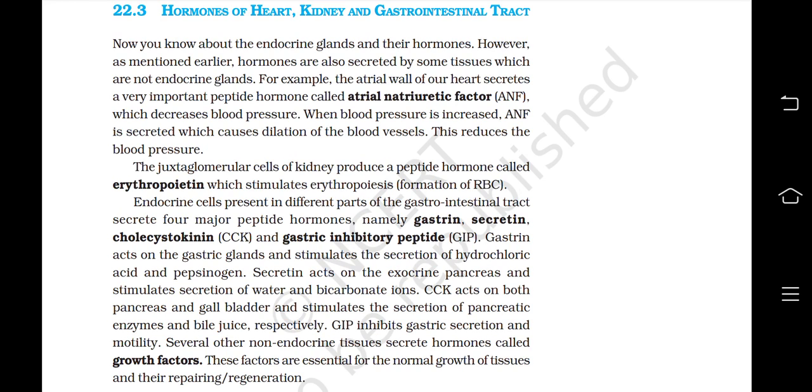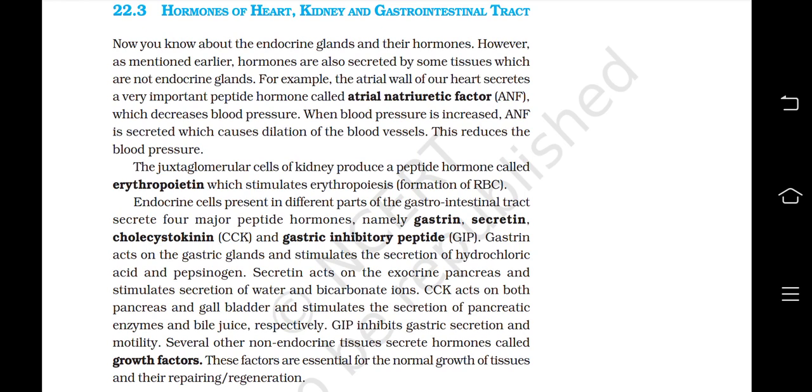The juxtaglomerular cells of the kidney produce a peptide hormone called erythropoietin, which stimulates erythropoiesis or formation of RBC. Endocrine glands present in different parts of the gastrointestinal tract secrete four major peptide hormones, namely gastrin, secretin, cholecystokinin (CCK), and gastric inhibitory peptide (GIP).